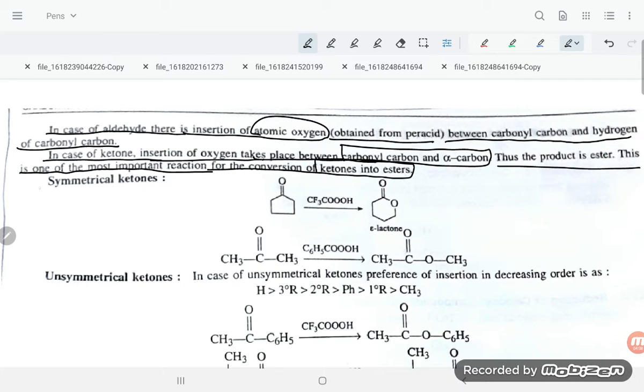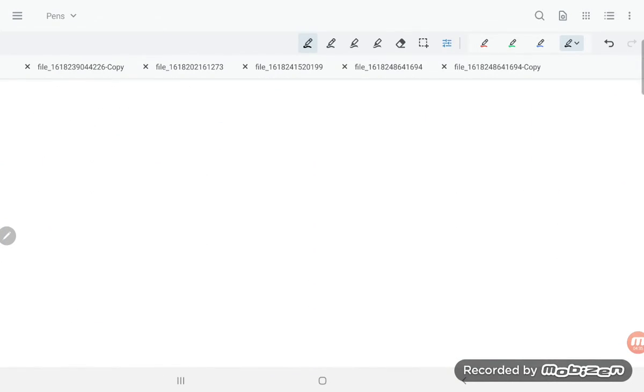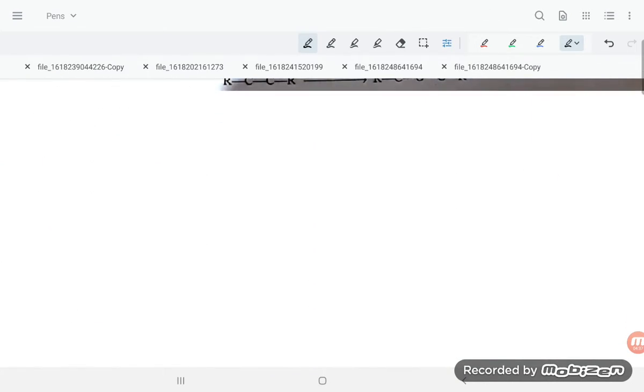Now consider symmetrical ketones and unsymmetrical ketones. In case of unsymmetrical ketone, the preference of insertion is in decreasing order: firstly hydrogen, then 3 degree alkyl group, 2 degree alkyl, phenyl, 1 degree alkyl and methyl group. Let us try to understand the whole process.